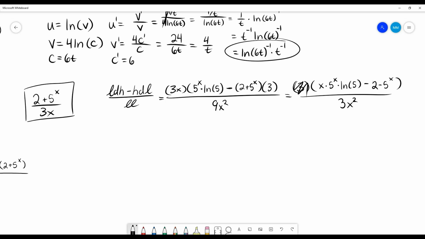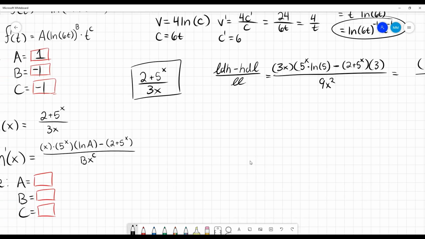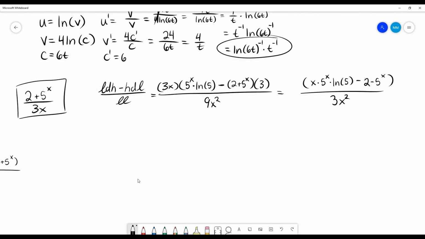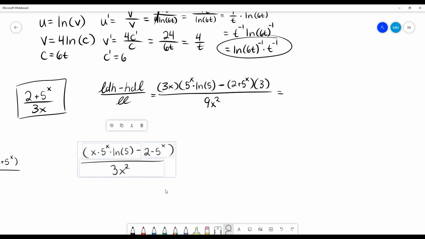Obviously not a critical step, but it's still nice to simplify. Just get a little bit less going on. And then that is our answer, I believe. But yeah, pretty close to exactly how it's written down there. I'm going to just go ahead and move that down there so we can see it.